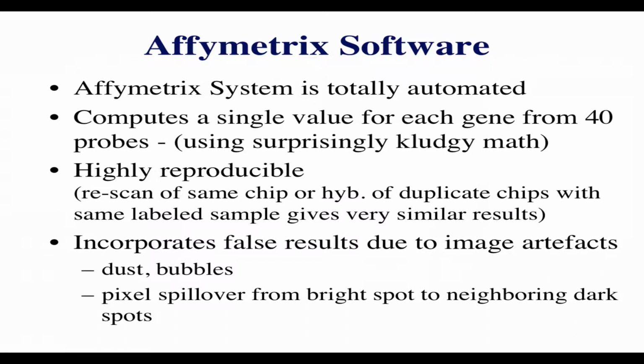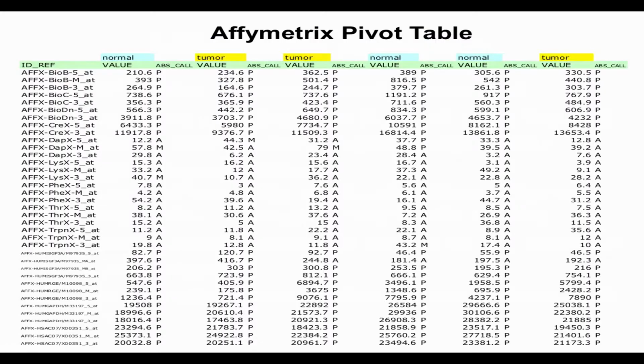So the Affy system is automated. It computes a single value for each gene from all the probes, match and mismatch, using kind of math that's not great, but it's highly reproducible. That's the nice thing. Same sample loaded on the same model chip, scanned on a different day or in a different lab, is going to give you highly correlated results. Right, talked about that.